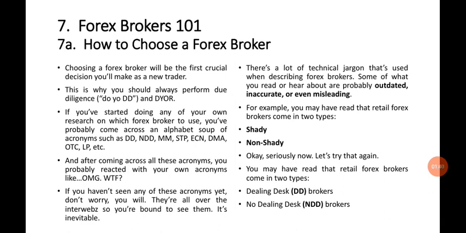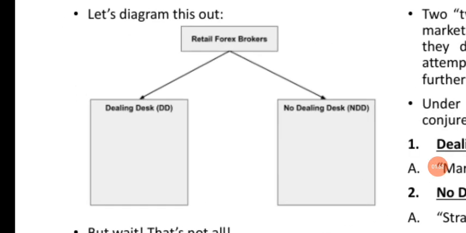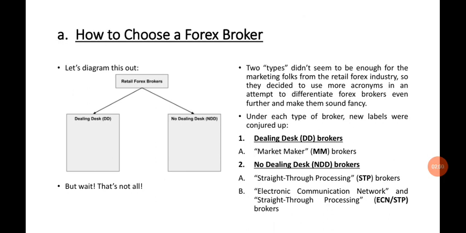You may have read that retail Forex brokers come in two types, dealing desk (DD) brokers and no dealing desk (NDD) brokers. So, let's diagram this out. Retail Forex brokers are divided into dealing desks and no dealing desks, which are DD and NDD. But wait, that's not all. Two types didn't seem to be enough for the marketing folks from the retail Forex industry, so they decided to use more acronyms in an attempt to differentiate Forex brokers even further and make them sound fancy. Under each type of broker, new labels were conjured up.